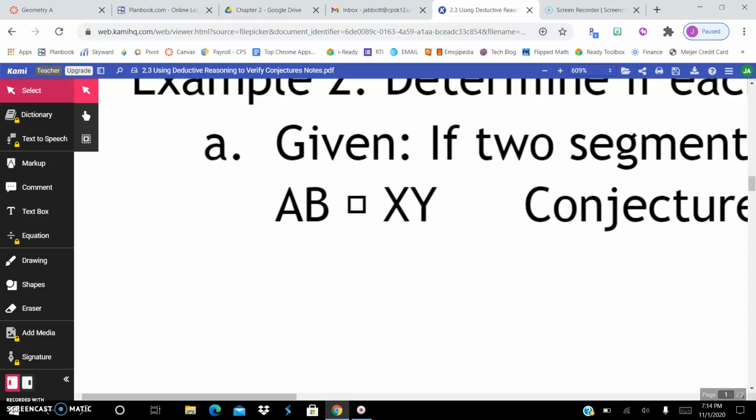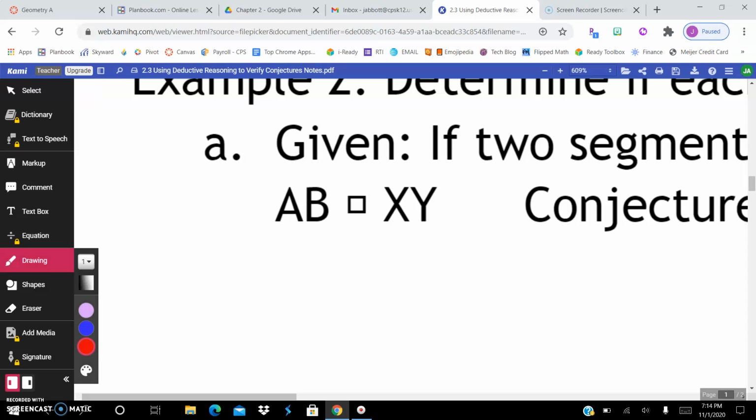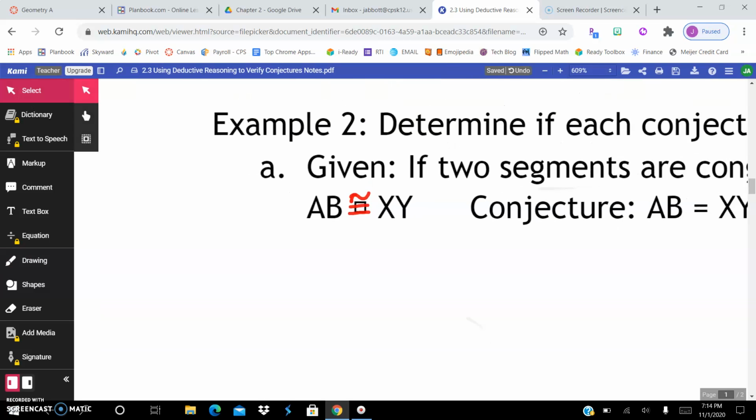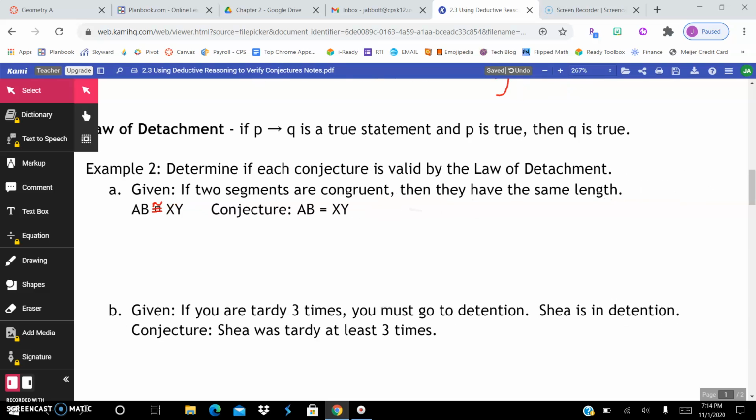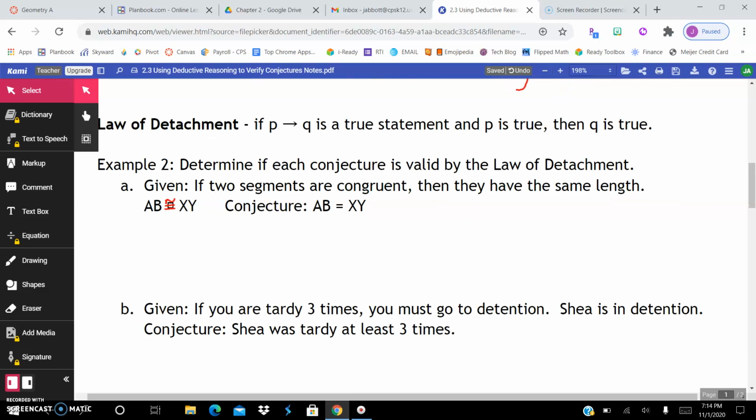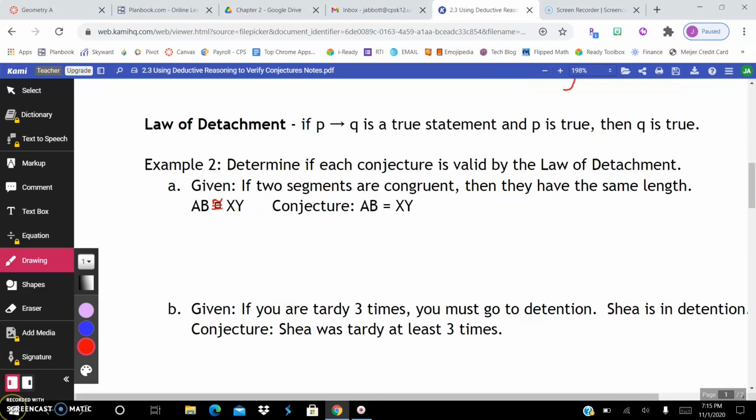And I see that my congruent symbol did not transfer over. So it should look like that. So AB is congruent to XY, and the conjecture is that AB equals XY. The hypothesis of the statement is that two segments are congruent, and the conclusion of this statement is that they have the same length.